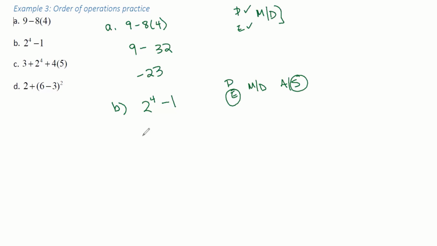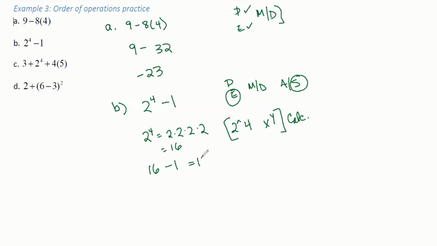2 to the 4th power is the same as 2 times 2 times 2 times 2, or you can use the calculator or Google. 2 to the 4th, sometimes you'll see an x to the y key, one of those in your calculator. So this is going to be 16. So we have 16 minus 1, which is 15.